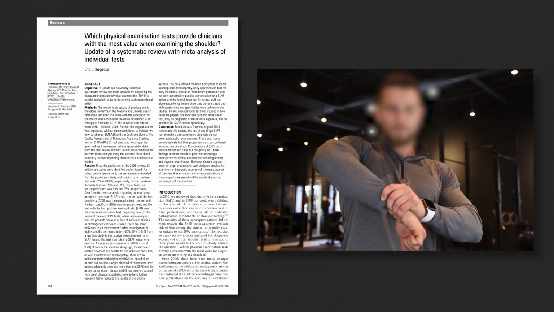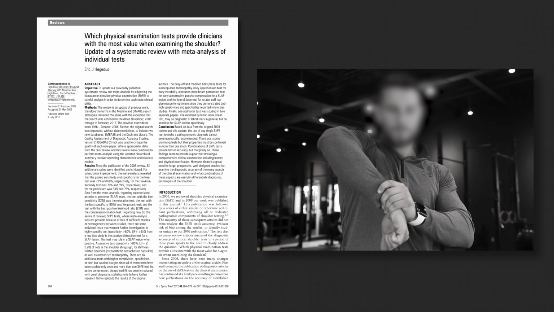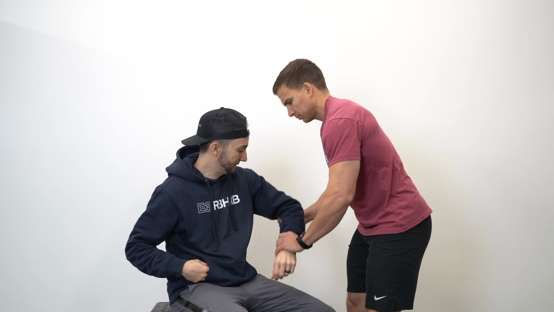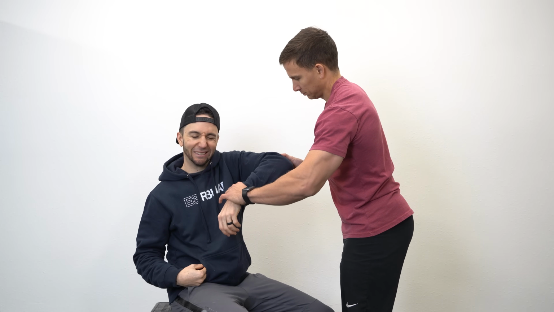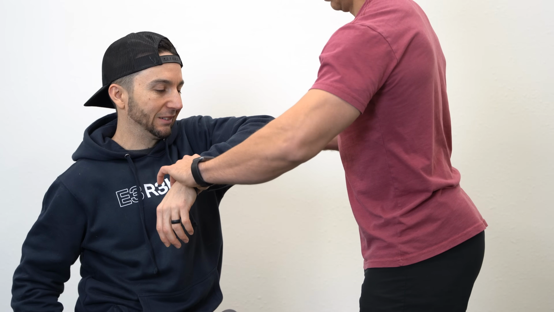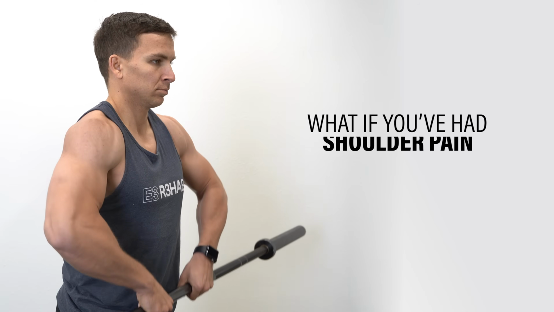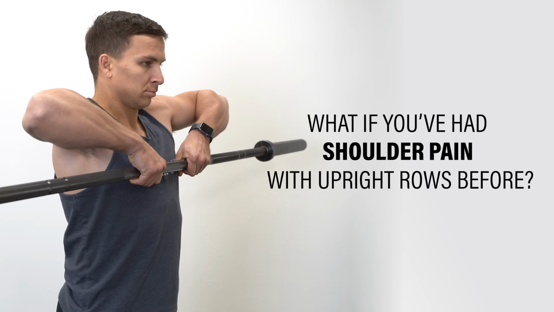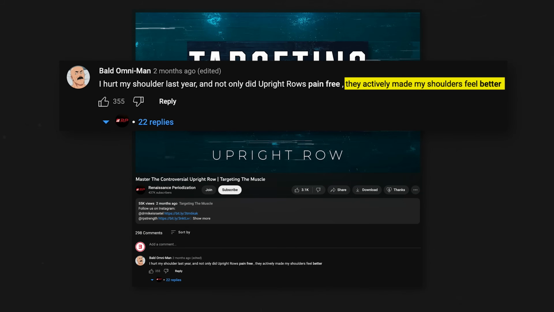A systematic review with meta-analysis by Hedges et al. in 2012 informs us that it's not a valid test. The test just tells us that people with shoulder pain sometimes experience shoulder pain when their arm is positioned in a way they're unaccustomed to. You could just as easily crank their arm into external rotation. 5. But what if you've had shoulder pain with upright rows before? That's totally fair, but there's also people who report feeling better from doing upright rows.